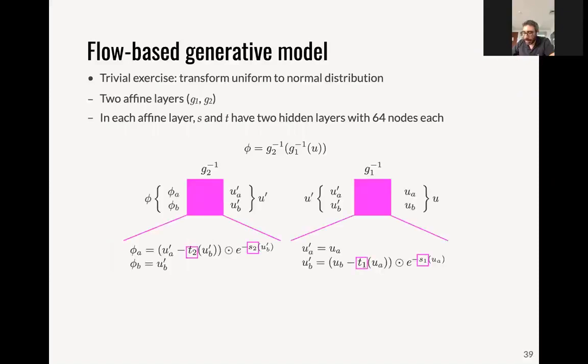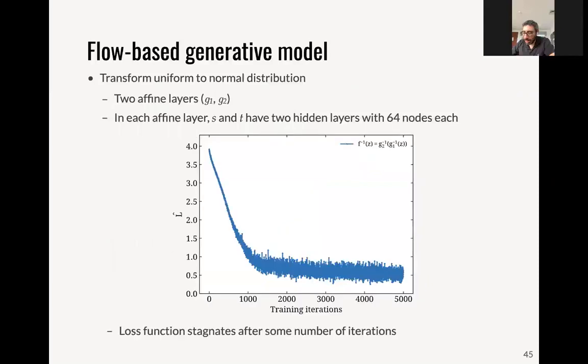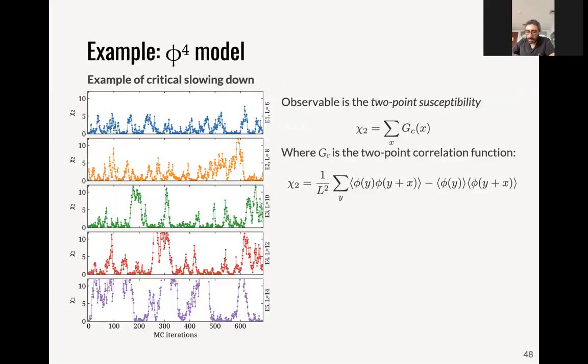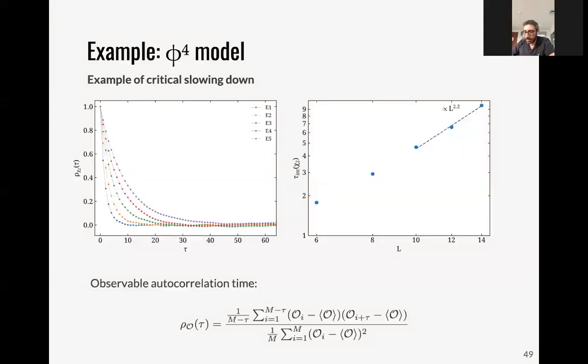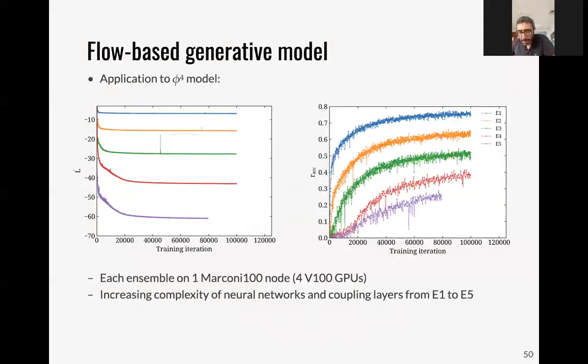Okay, so having said that, if you go ahead and try this, then something like this is an example of what you get. Let's look at the left plot first. The left plot shows the loss function as a function of the training iterations. The color coding is that blue is the smallest lattice, which is away from criticality, and purple is the biggest lattice, which is close to criticality.